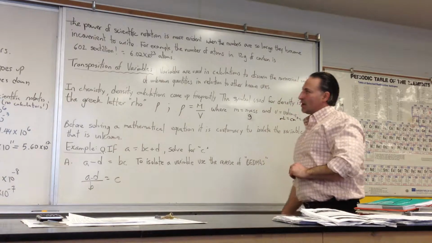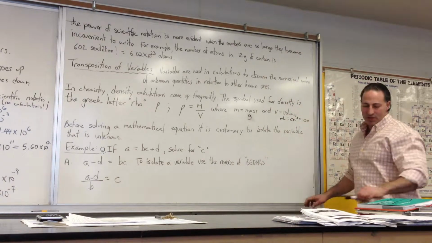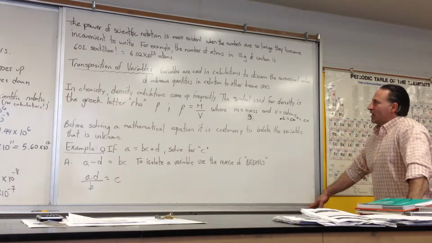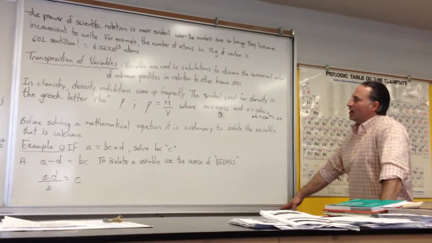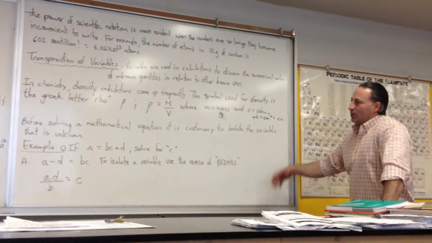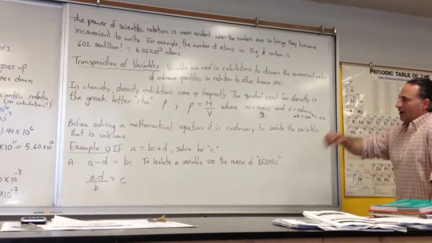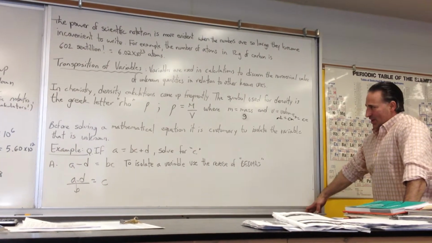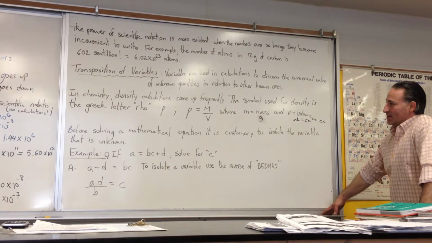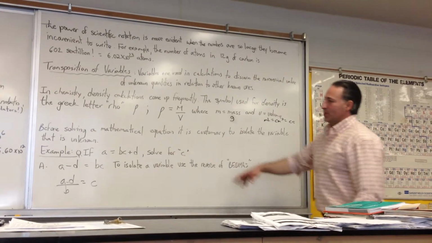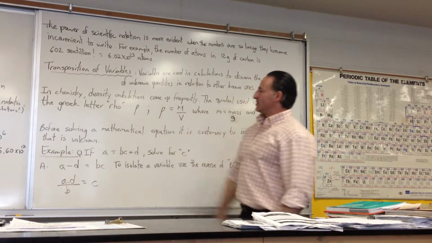Another skill that we want to look at is the transposition of variables. Variables are used in calculations to discern the numerical value of unknown quantities in relation to other known ones. So in a classic example, we have density calculations in chemistry that come up fairly frequently. The symbol used for density is the Greek letter rho. So it looks like a P with an extra long stem.